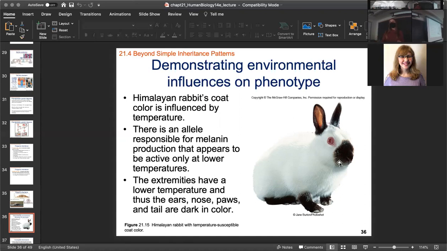So this is just showing how this rabbit, its traits are reacting to the environment and it's creating where it had lower temperatures. Think about it. Why do we put a hat on our head?